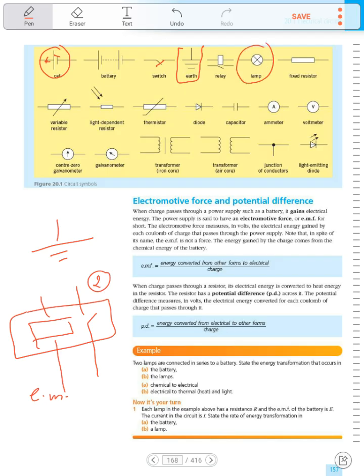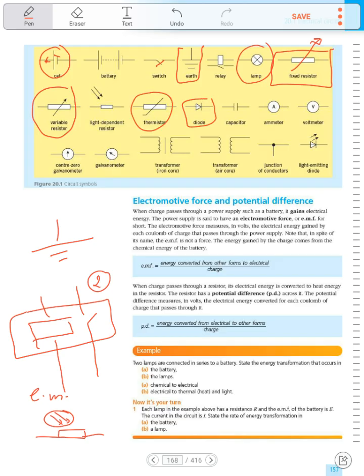This is the lamp, and this is a fixed resistor. If we add an arrow like this, we have a variable resistor. LDR, light dependent resistor, is made from semiconductor material. Its symbol has arrows like sun or light. Here a thermistor. We have a diode. A diode allows the current to pass in one direction. So this is the diode. It will rectify the current, so it will change the alternating current to direct current. Capacitor, it stores energy and charge for a short time.